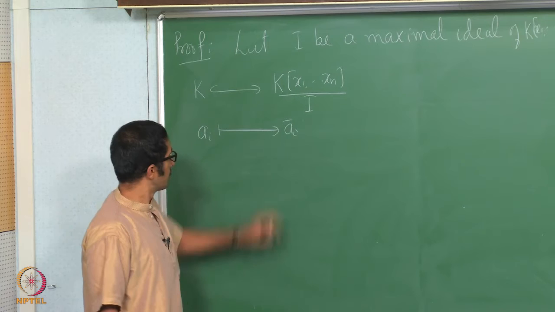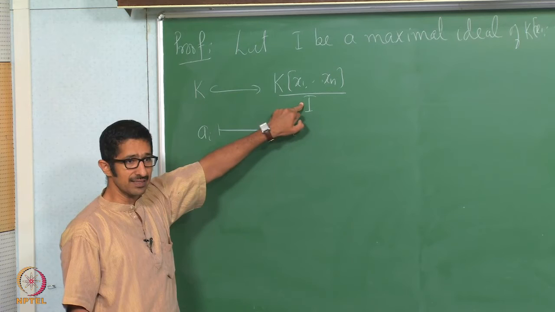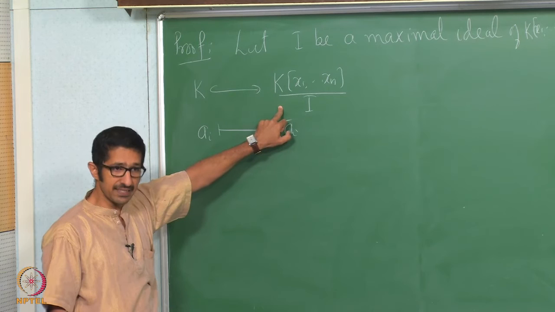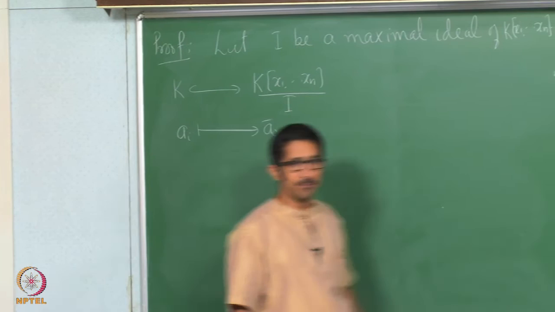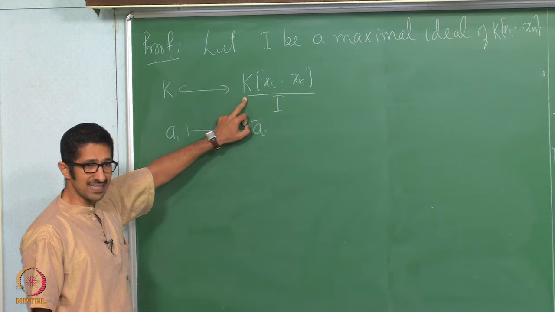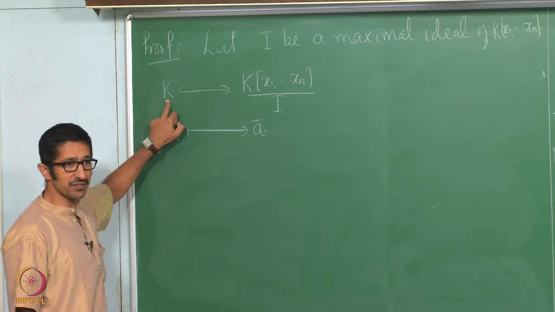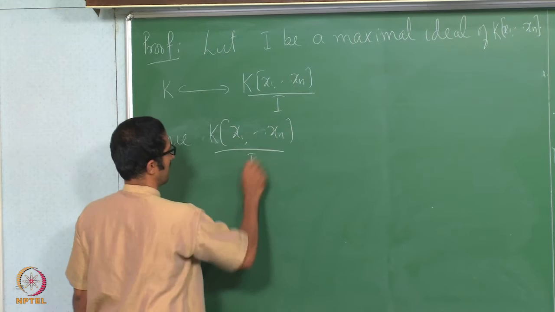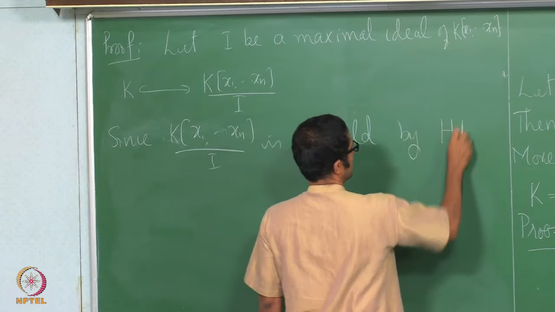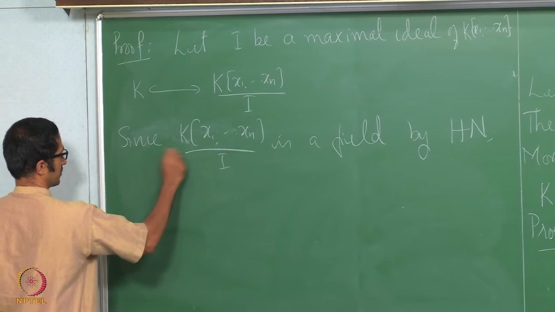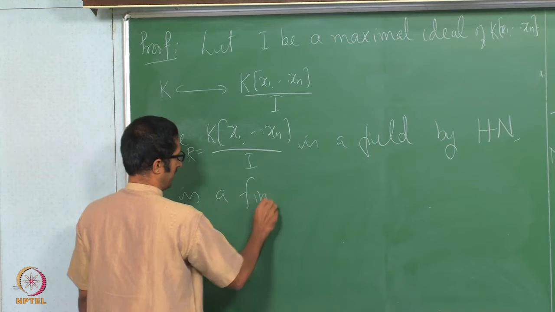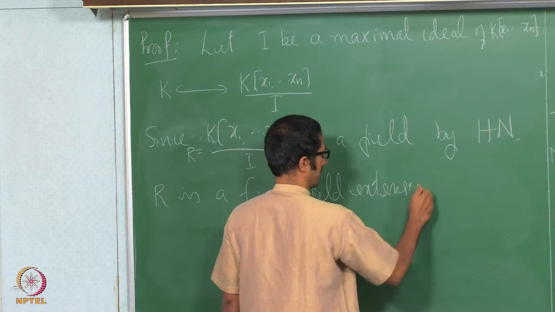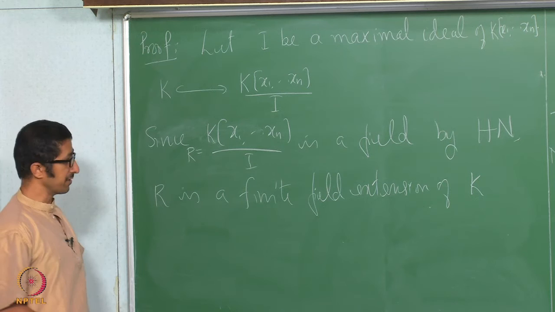But now, what we know is that I is a maximal ideal. Therefore, this is a finitely generated K algebra which is a field. By the weak form of Nullstellensatz, it says that this is a finite field extension of K. So, let me call this R. R is a finite field extension of K. But now, K is algebraically closed, which means R has to be equal to K.